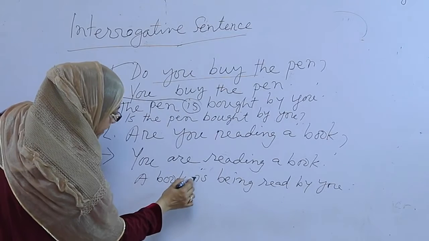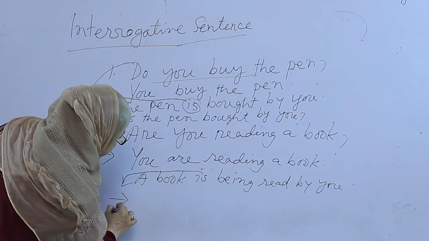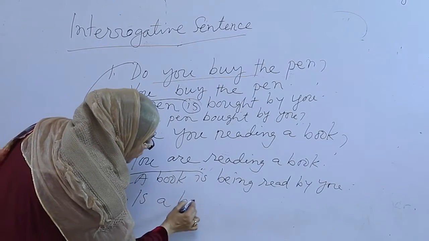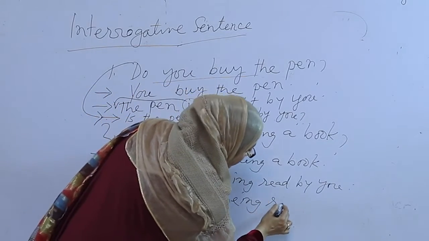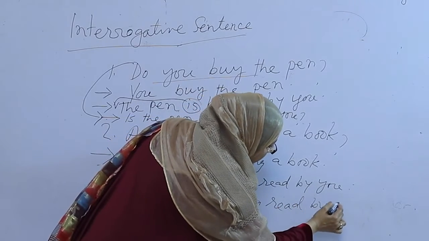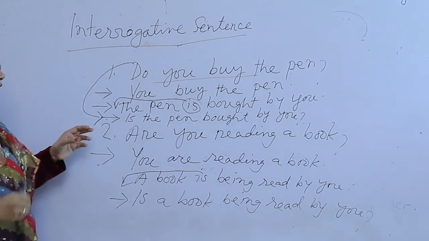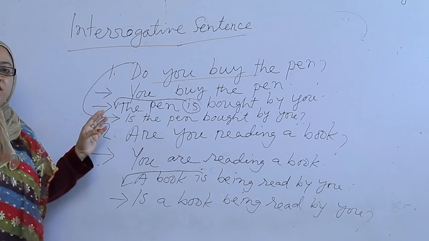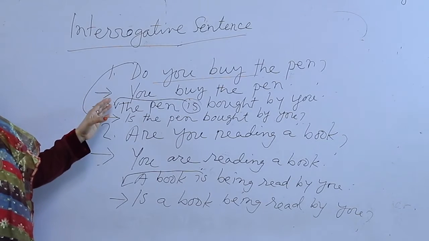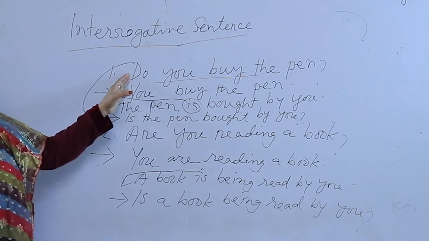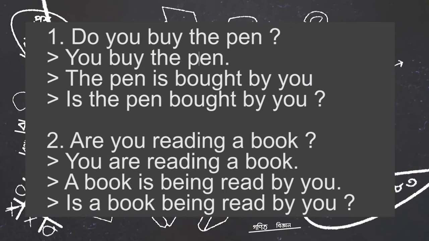And when I turn it into interrogative, I only put the verb in front of the sentence. Is a book being read by you? So, if you want to change an interrogative sentence from active to passive, it is very easy for you. If you turn the sentence into an assertive one, then you can turn it into passive.